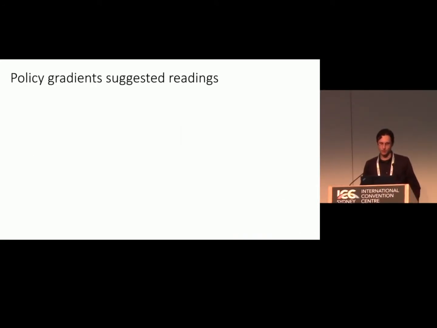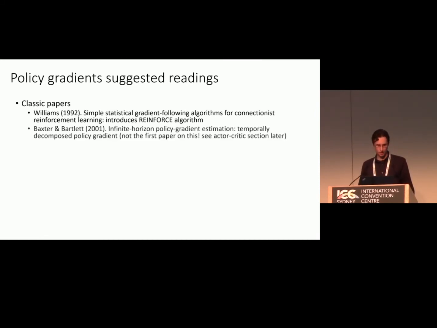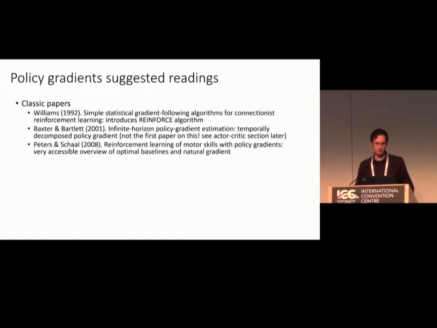All right. A few suggested readings if you want to learn more about policy gradients. There are a number of classic papers you can take a look at. Williams 92 is the paper that introduced the REINFORCE algorithm. This paper by Baxter and Bartlett talks about the temporally decomposed policy gradient, that gradient that exploits causality. It's actually not the first paper to do this, but I'll mention the first paper to do this later on when I talk about actor-critics. This paper by Peters and Schaal has a very nice description of the natural gradient.